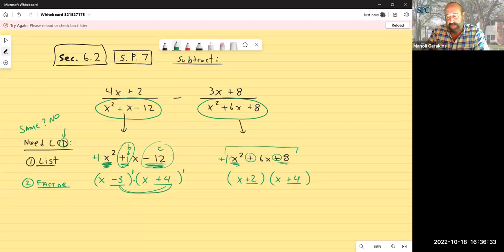Okay, so raise them to the first, because they already are, because we're completely factored. Again, there was no GCF, nothing like that. We were able to go straight to factoring using the two tables method.